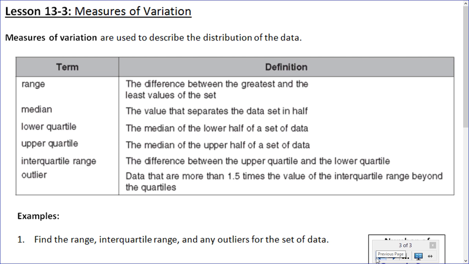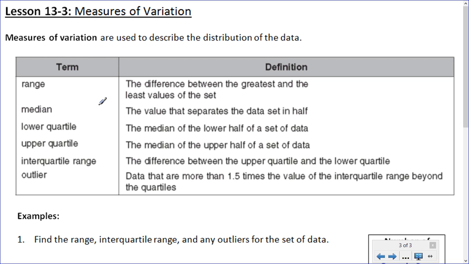Measures of variation are used to describe the distribution of the data. So in the first section, we had measures of central tendency that showed you where the center of the data was, whether that was measured by the average or the middle or the most common number. We were looking for the center of the data. Measures of variation tells you how much variation there is. So how big of a difference is there between the biggest and the smallest number? How spread out are the numbers?